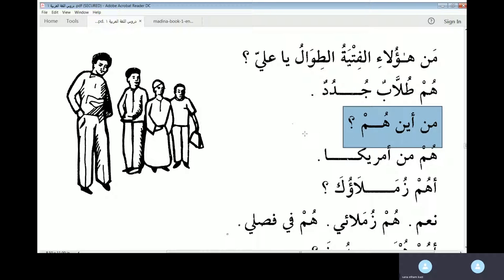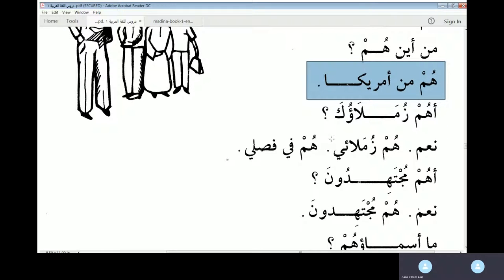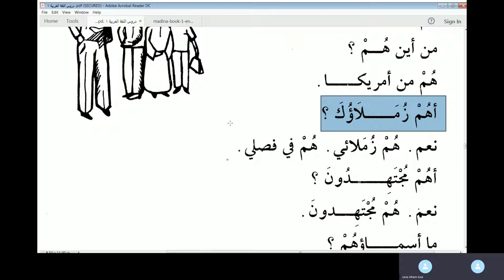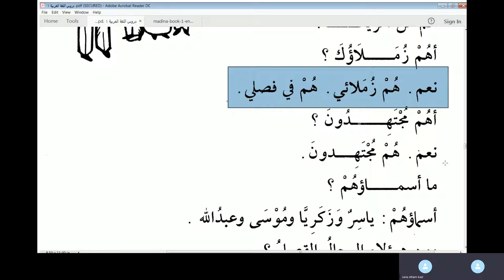Aina hum? Where are they from? Hum min America. They are from America. Ahum zumalauka? Are they your colleagues or classmates? Naam, hum zumalai. Yes, they are my classmates. Hum fi fasli. They are in my class.